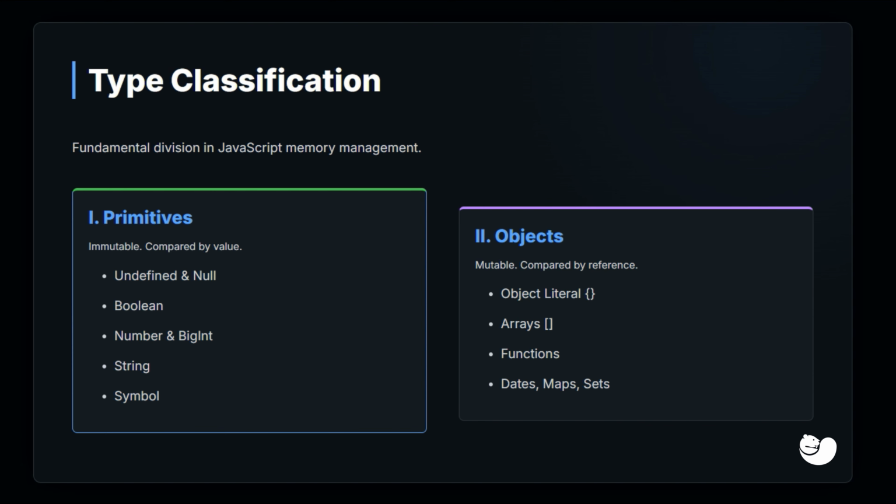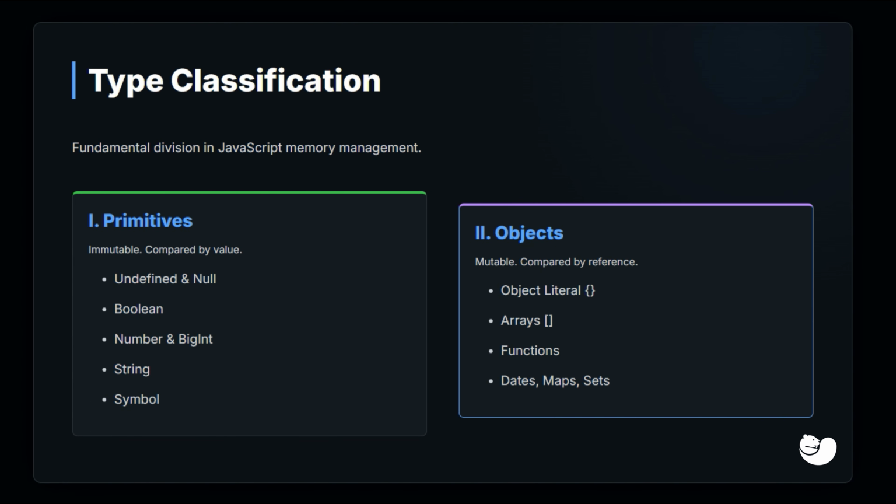On the other hand, we find reference types, or objects. These are mutable and represent more complex data structures. They are stored in the part of the memory called the heap, and the variable only holds a reference or pointer to that location. Their mutability allows their content to be altered without needing to reassign the variable. And if multiple variables point to the same object, changes will be reflected in all of them. Their comparison is based on whether the variables point to the same memory reference.